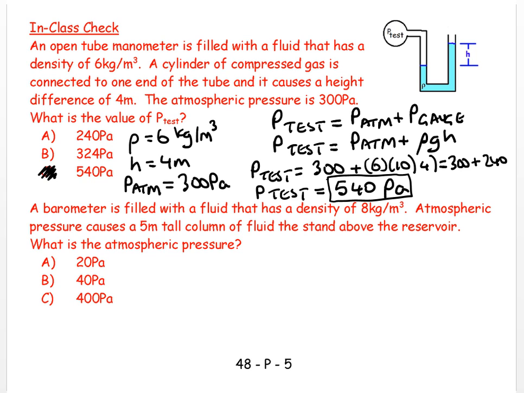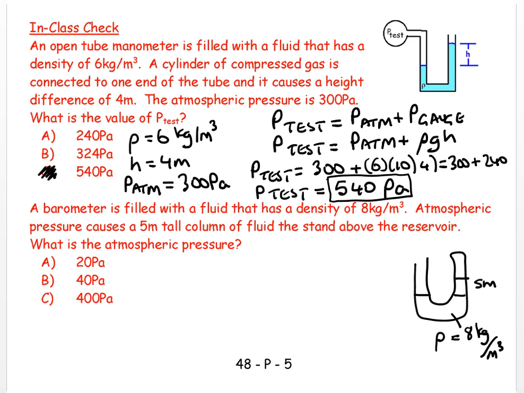Let's look at this last problem. A barometer is filled with fluid that has a density of 8 kilograms. So let's have a look at our barometer. Our barometer is just slightly different. It's just got a sealed end on this tube. And it's filled with a fluid that has a density of 8 kilograms per meter cubed. The atmospheric pressure causes a 5 meter column of fluid to stand above the reservoir. What is the atmospheric pressure?